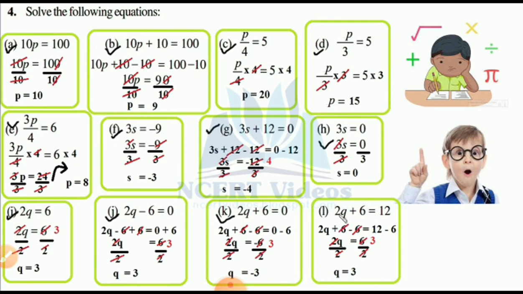Correct. Look at the F, J, K, L. Look at the fourth. Plus 6. Subtract 6. 12 minus 6 gives us 6. Positive 6. Yes. Q is equal to 3.